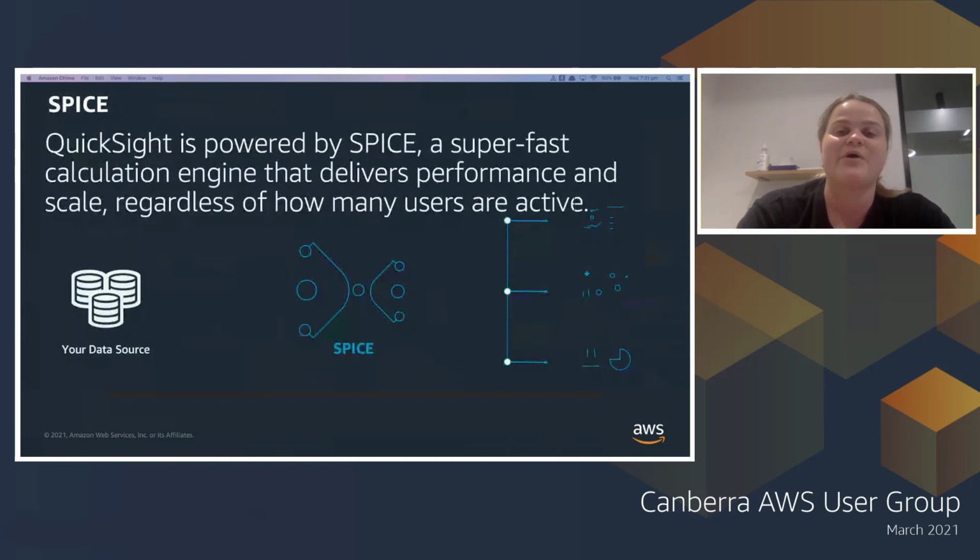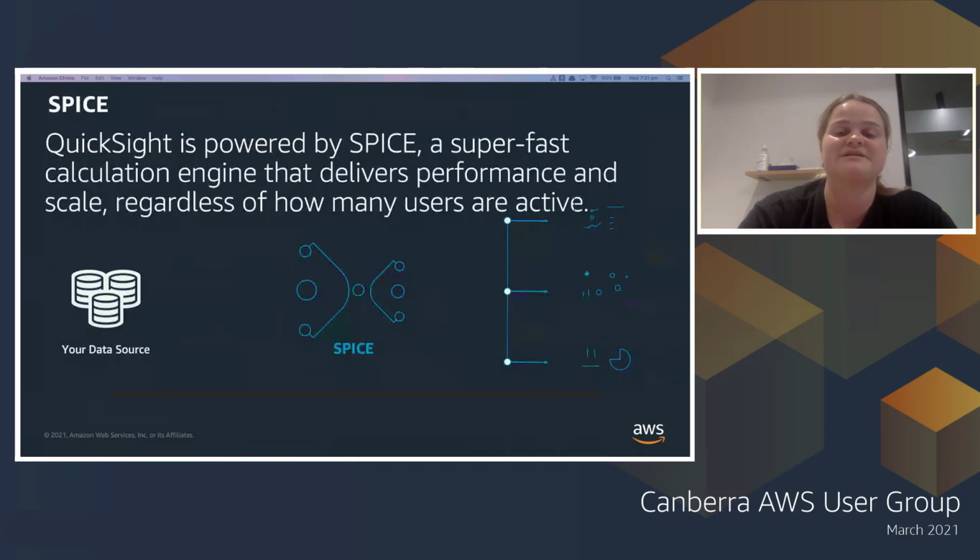Another really key component when it comes to data within QuickSight is this capability, which is known as SPICE. SPICE is our in-memory engine. It stands for Super-fast, Parallel, In-memory Calculation Engine. And it works by using columnar storage and in-memory technologies to run really interactive queries on large data sets and receive really rapid responses.